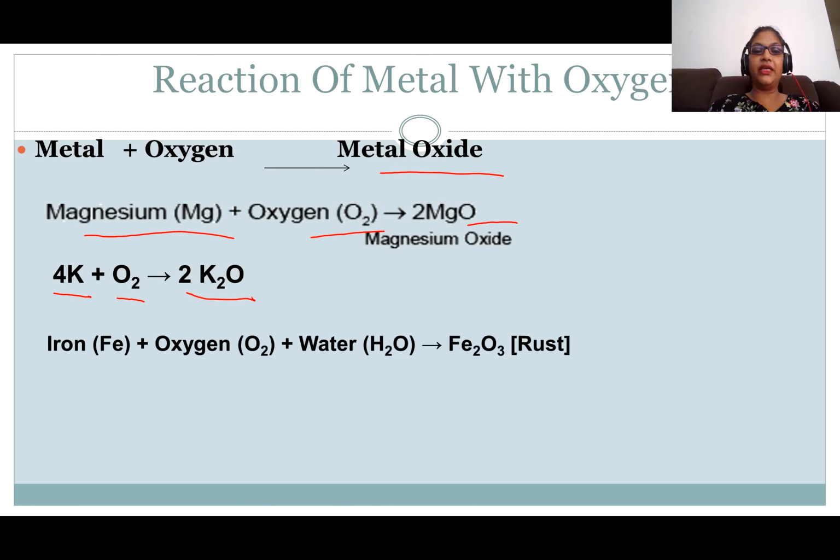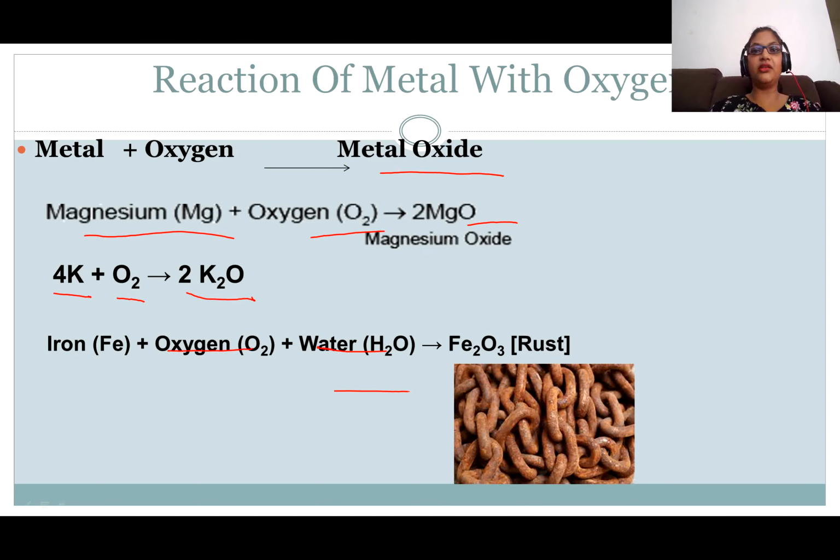Now if we see iron reacting with oxygen in the presence of water, that is, if water is present in the air, that means it's moist air. So iron reacts with oxygen in the presence of moisture, and it forms iron oxide, which in common words we say rust. You must have seen this rust very commonly in your homes or outside in the metallic parts where there is iron and there is moisture. The rust is likely to be formed there and it is reddish brown in color.